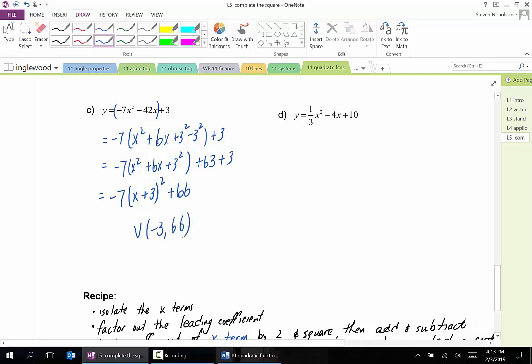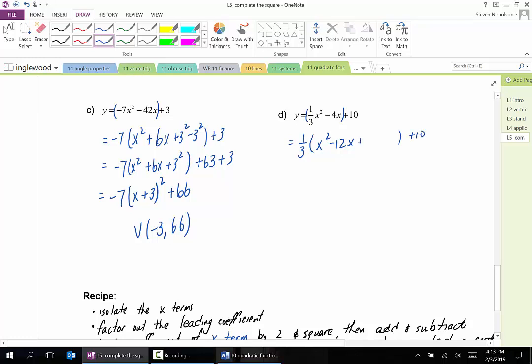So it doesn't matter if it's a positive number in front, it doesn't matter if it's a negative number in front, it doesn't matter if it's a 1 in front, and in fact, it doesn't matter if it's a fraction in front, because we're going to do the exact same thing. We're going to isolate the x terms, we're going to factor out, and remember, when we factor, we're dividing. So negative 4 divided by 1/3 is negative 12.